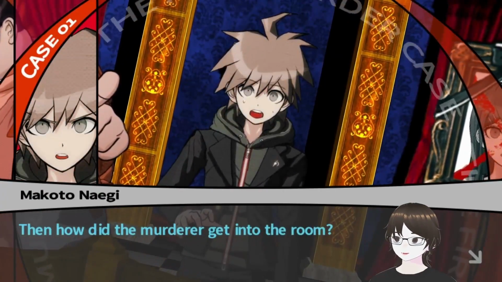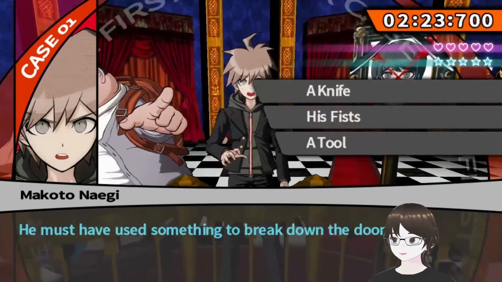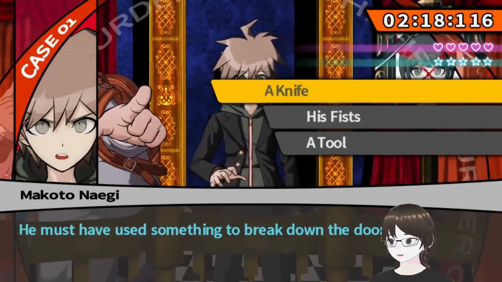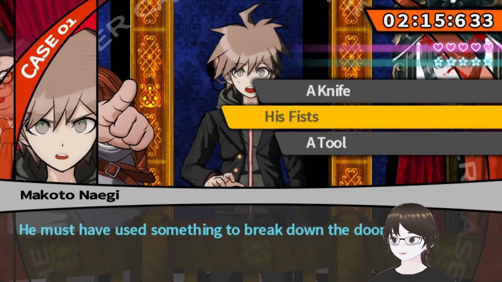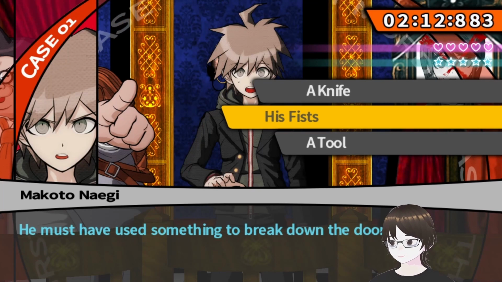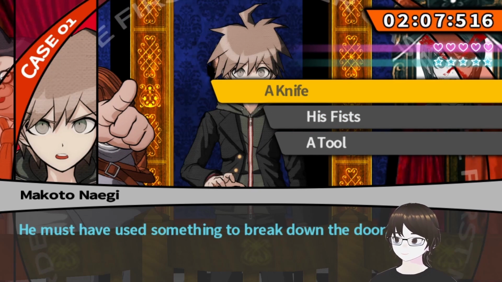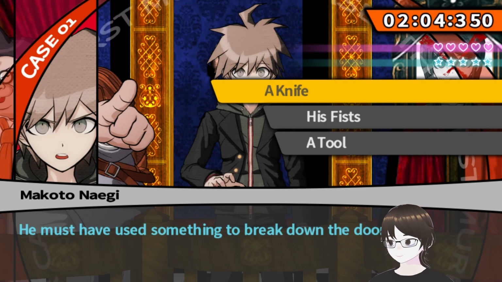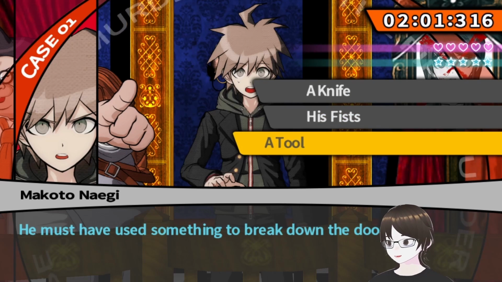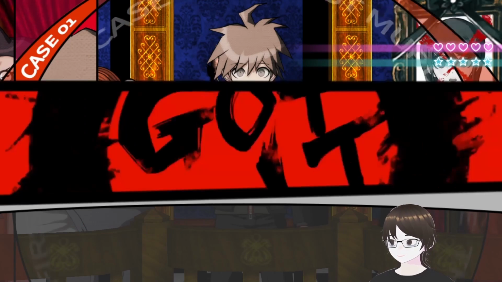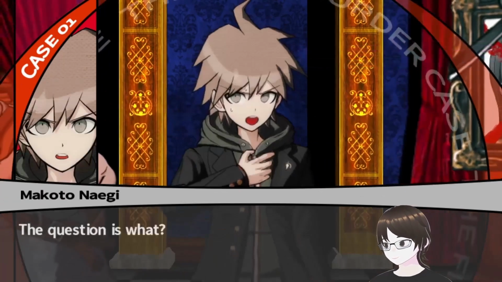Then how did the murderer get into the room? He must have used something to break down the door. I mean, the knife... I don't think it was strong enough. Only Sayaka could even... Or sorry, Sakura. Knife, nah. It's gotta be just some other tool. Probably from the toolkit, I guess. I got it! The question is what?